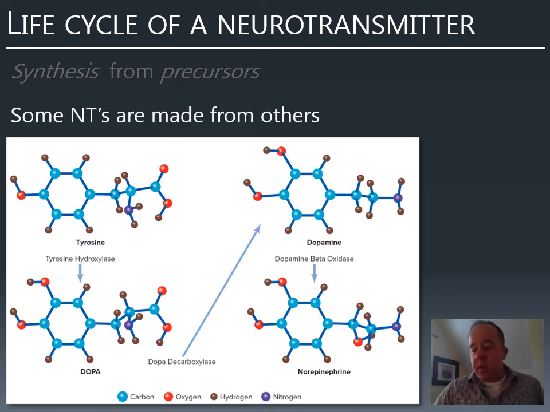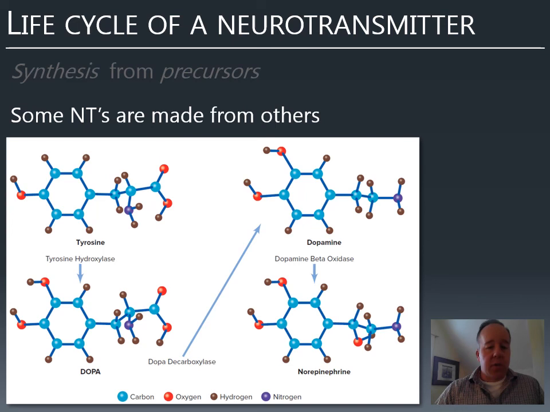And at the bottom right of this diagram from your book, you see norepinephrine, which we've already talked about. We talked about dopamine and norepinephrine. Some neurotransmitters are made from other neurotransmitters. And so it turns out that norepinephrine is made from dopamine. You have to have dopamine first. And so if your dopamine levels are low, your norepinephrine levels are going to be low as a result.